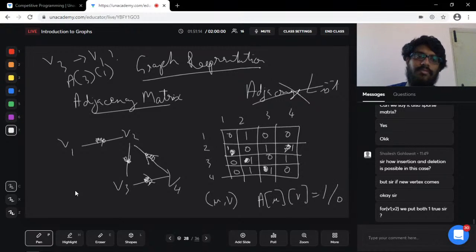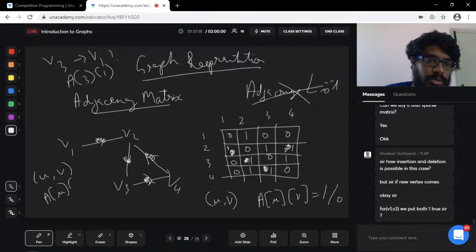So now basically, whenever an edge u, v comes, it's both A of uv equal to 1 and also A of vu equal to 1.